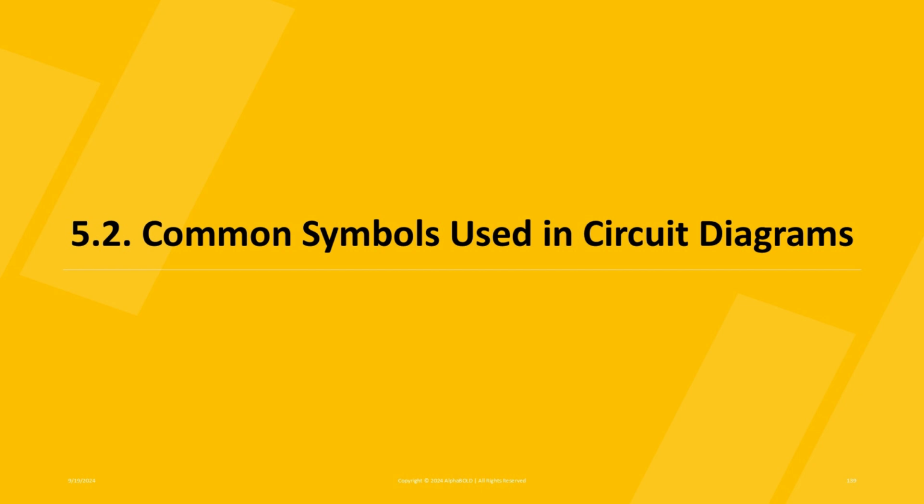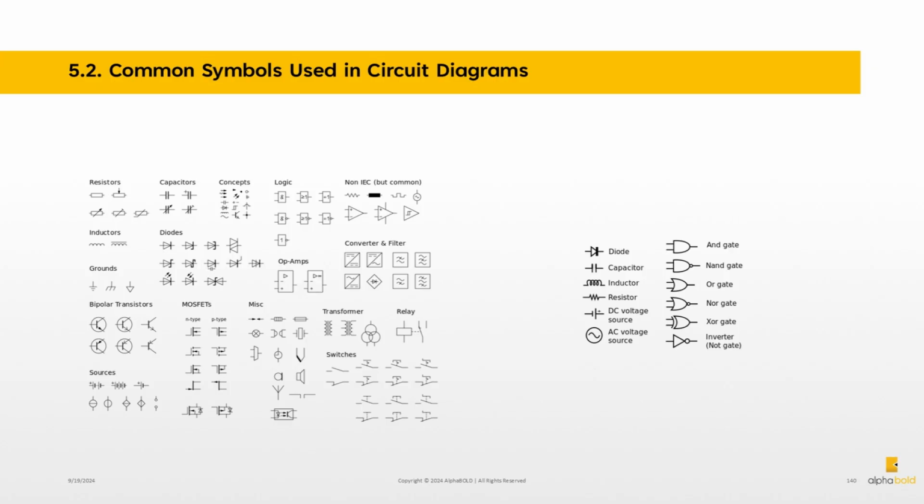Common symbols used in circuit diagrams. Here you can view different electronic circuit symbols. It categorizes various components like resistors, capacitors, inductors, diodes, transistors, and more, along with their corresponding symbols. This visual aid is invaluable for anyone working with electronic circuits, as it helps in understanding and interpreting circuit diagrams.